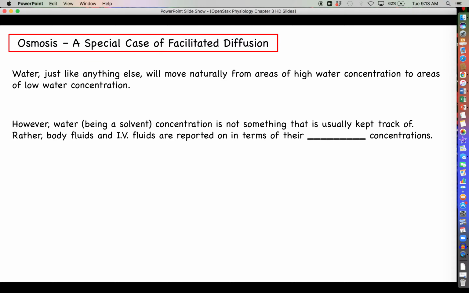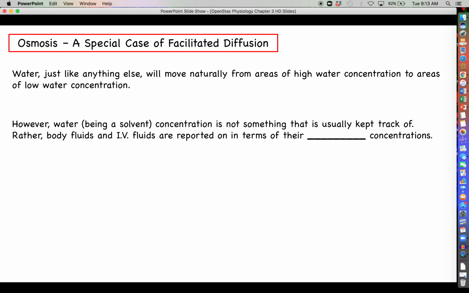But here's the sticking point. This isn't usually a problem for us if we're talking about solutes like sodium or potassium or glucose, because if we have a given solution, we are likely going to know those concentrations. Those concentrations are going to be given to us. Water concentration is not something that is typically kept track of. It's not something that you're just going to be given.